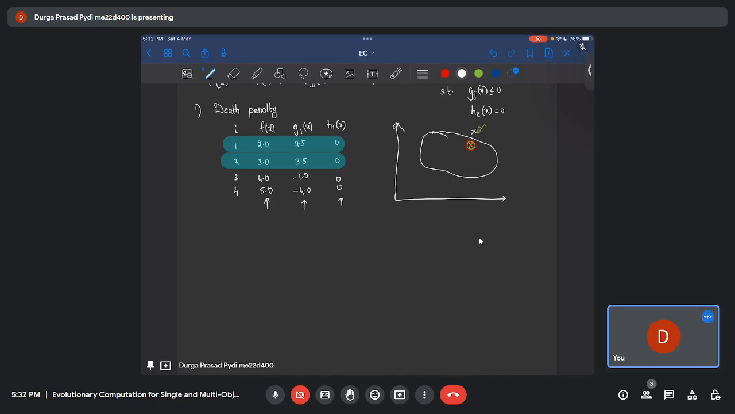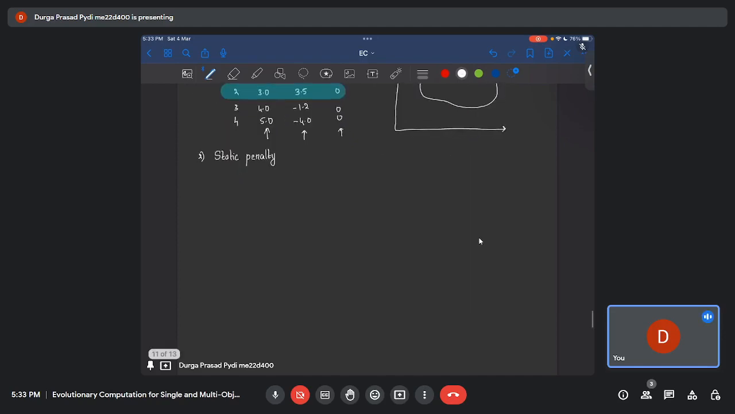So the idea is that we should not reject that. Instead, we should use that point and somehow drive it towards reaching into the feasible space. That is what we do in the next approach, which we call static penalty. What we essentially do in static penalties is, instead of rejecting the points, we use information about them.